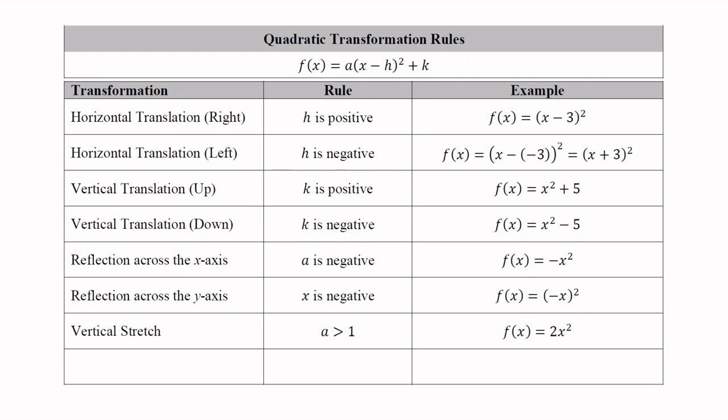Vertical stretch occurs when your value for a is greater than 1. So we're not talking about that negative sign. That negative sign is not going to come into play here. We're just talking about the value of a. So if the value of a is greater than 1, such as 2x squared, we have a vertical stretch. You have a vertical compression if that value is between 0 and 1, such as 1/2 x squared.